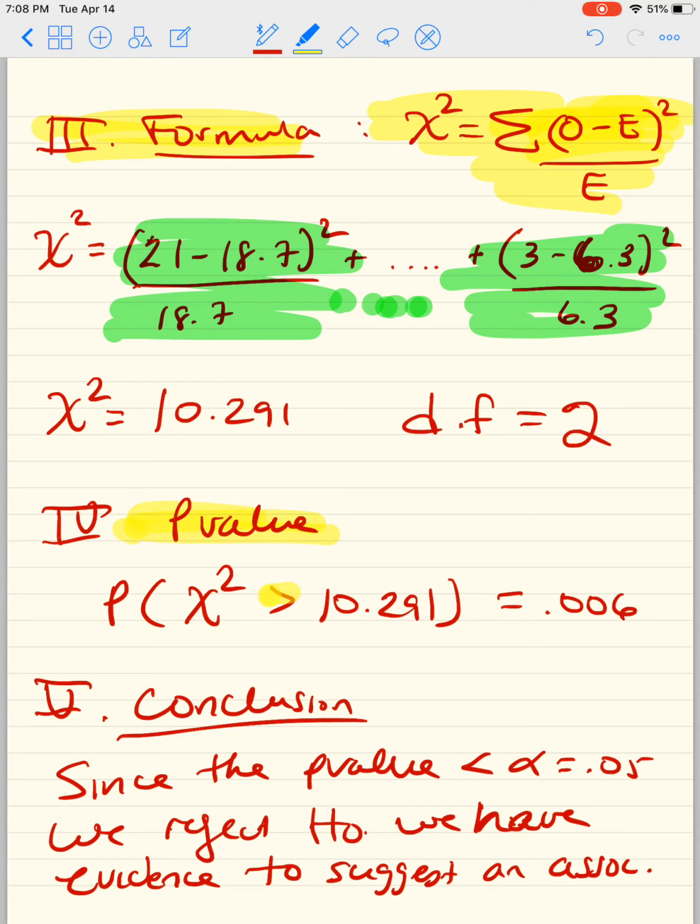Chi-squared is skewed to the right, therefore it's always greater than. Chi-squared is greater than 10.291, 0.006, that's really small. Since the p-value is less than alpha, 0.05, we reject H0. We have sufficient evidence to suggest that there is an association. So that's pretty much how you do part A.